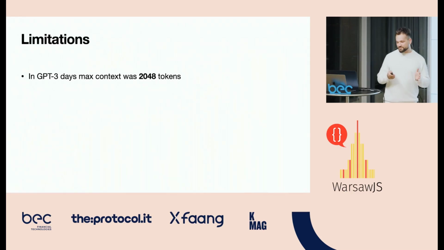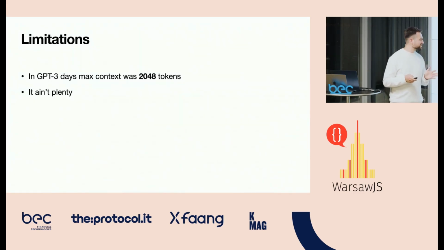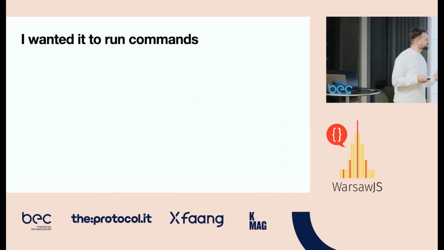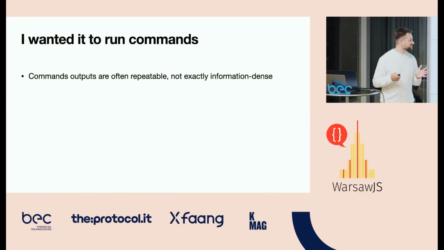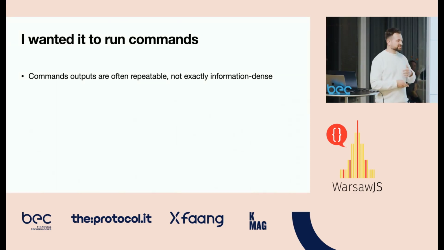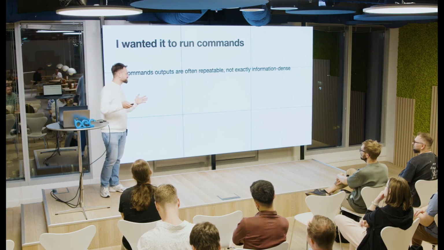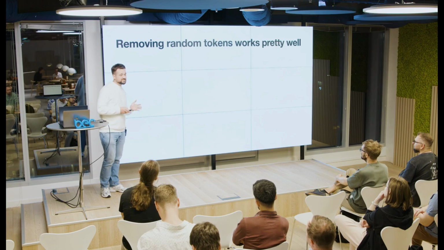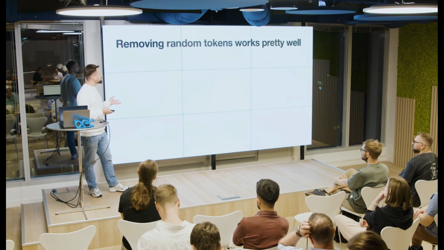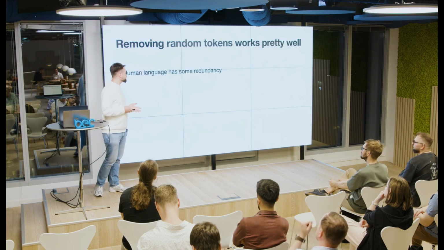So limitations were pretty harsh. It was like 2048 tokens. It ain't much. I tried to work with that. I wanted to run commands, and often when you see outputs of certain commands, they're not really that dense in terms of information. Sometimes you can just remove entire parts of text and it still works. It still makes sense. So removing random tokens works pretty well.